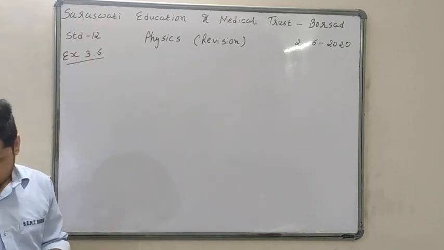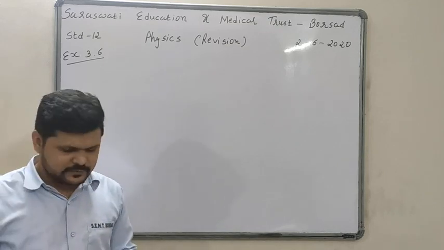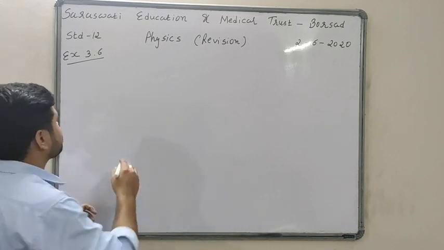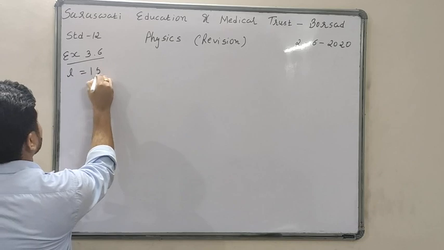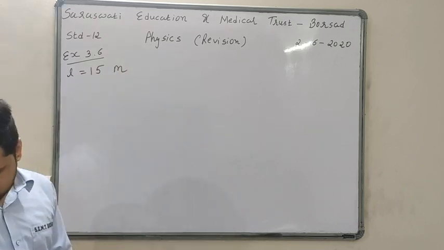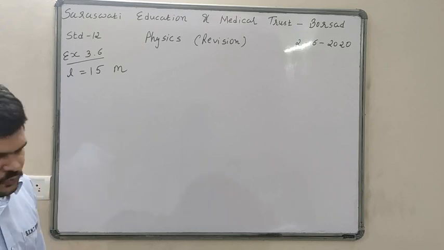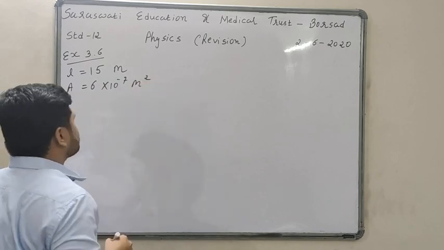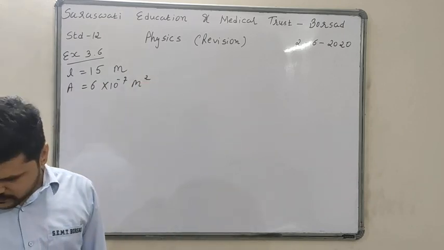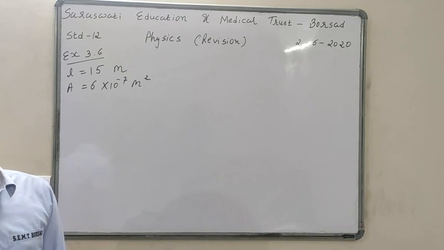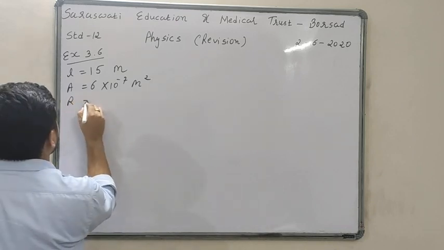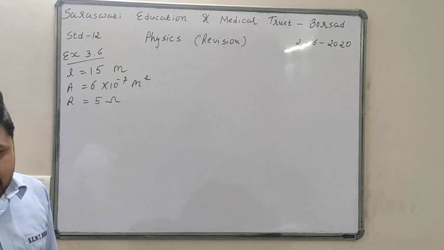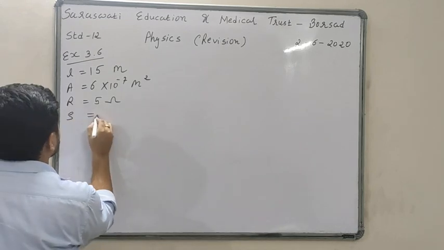In exercise 3.6 we are given that there is one wire whose length is 15 meter and its area is 6 into 10 raised to minus 7 meter square. Its resistance is measured as 5 ohm, and we are asked to find out the resistivity of this wire.